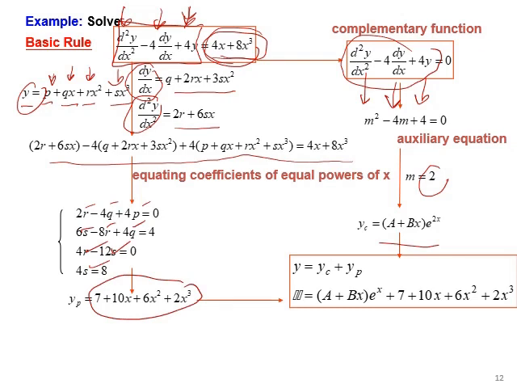Okay. Now I have the homogeneous solution, I have the particular, let's put them together. As you can see here, this is the final solution of the second order differential equation. This is the procedure for what we call the basic rule.